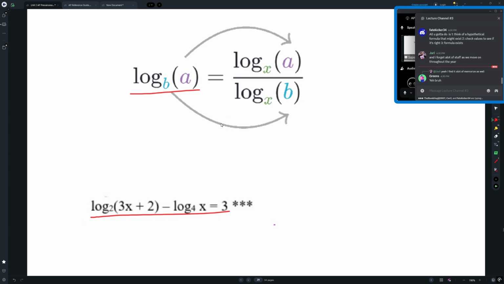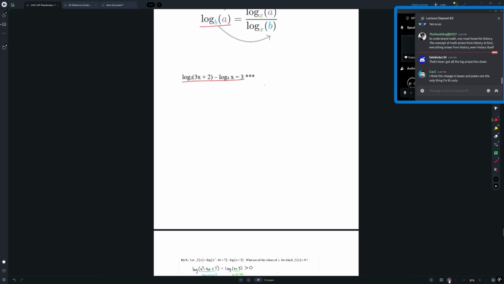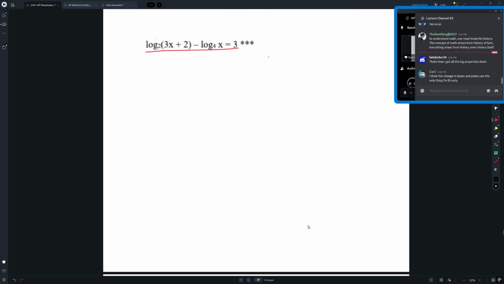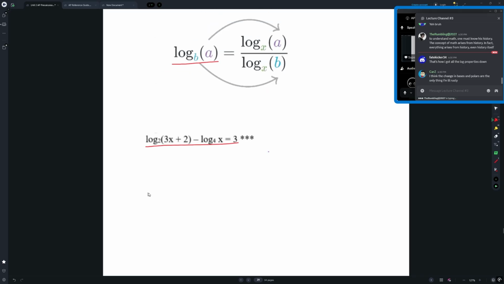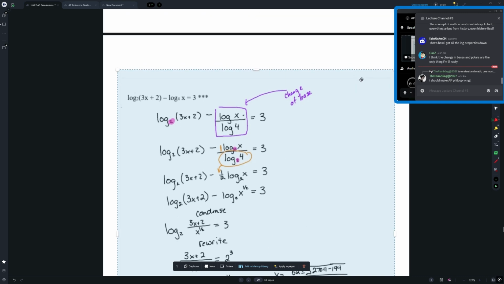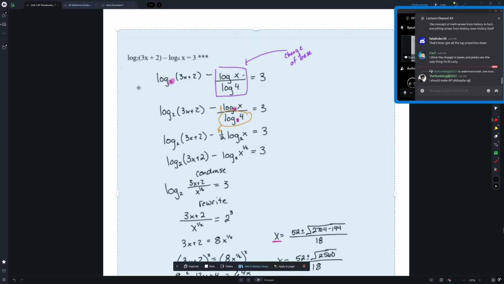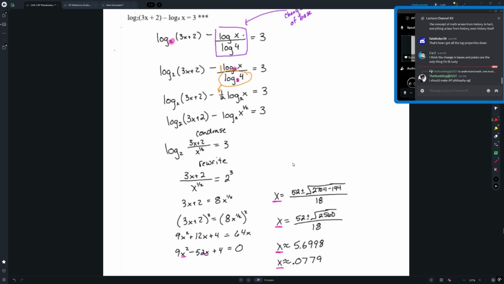So for this question, I will just post the answer because it's a lot of work. I have the answer on a different sheet of paper, so I will post the answer, and then we will go over it if anyone has any questions on it. So this is the answer. Any questions about it on any of these steps?